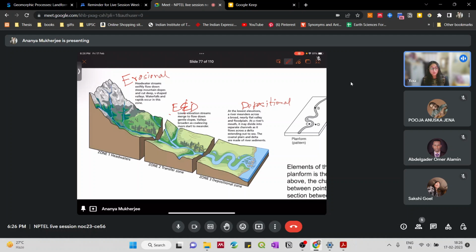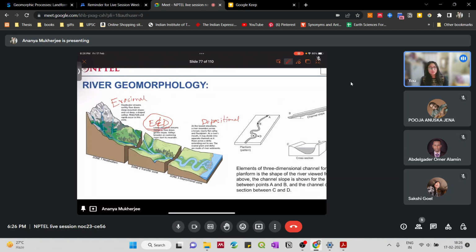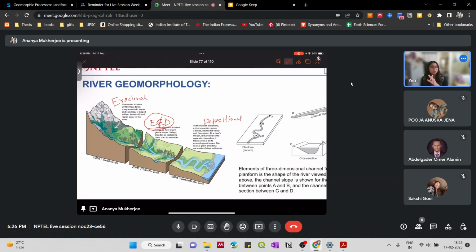Now, over here when it is forming both erosional and depositional features, it will depend on the velocity of the water, the kind of sediment load that it carries, and any sudden input of water, like floods, or some kind of tectonic disturbance. So this is how the river makes these geomorphological features along its course, starting from the origin to its mouth.